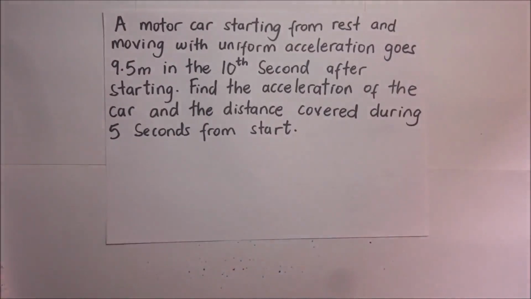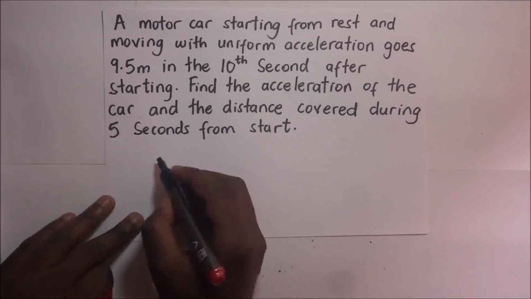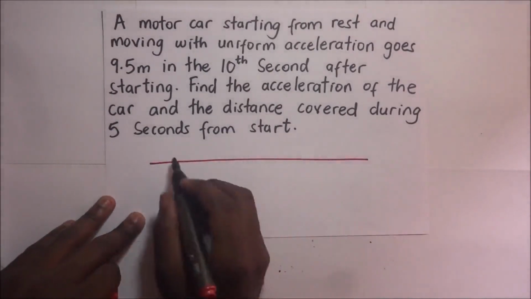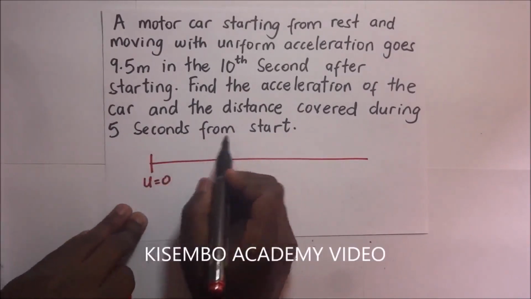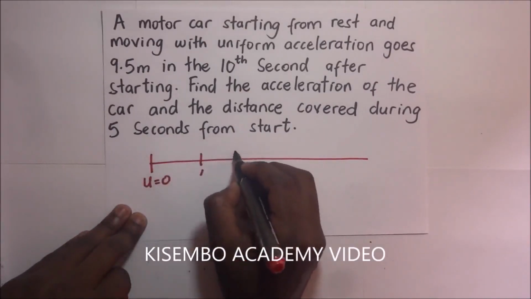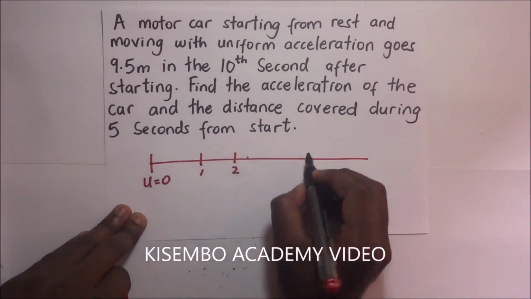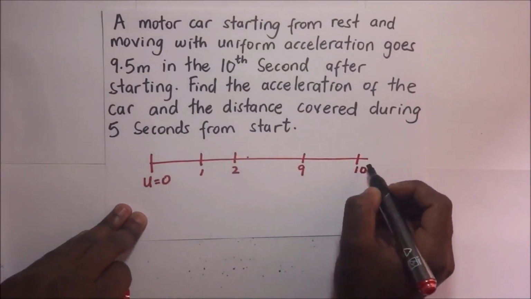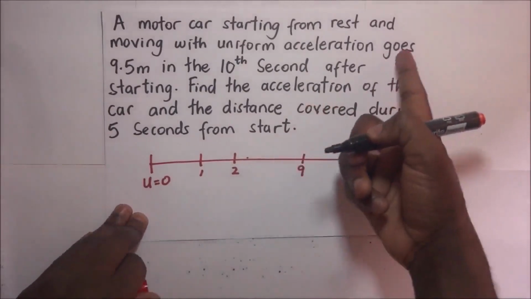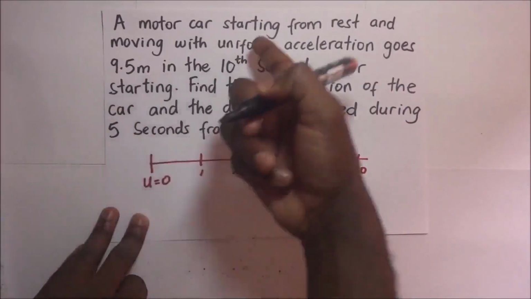A motor car starting from rest. Again, we are going to summarize our question in a diagrammatic way. A motor car that is starting from rest and moving with uniform acceleration goes 9.5 meters in the 10th second after starting. So if we are to illustrate that diagrammatically, we have a motor car starting from rest, meaning that its initial velocity is 0, and it is going after 1 second, after 2 seconds, and then it continues into the 9th second, then into the 10th second. So it's telling us that it goes 9.5 meters in the 10th second.